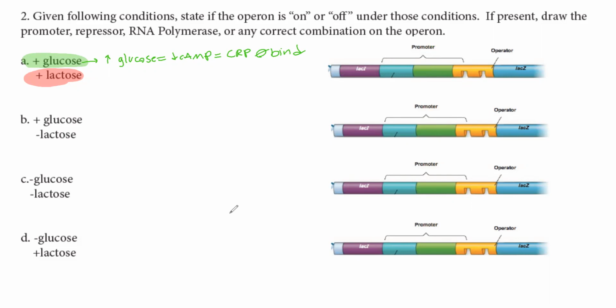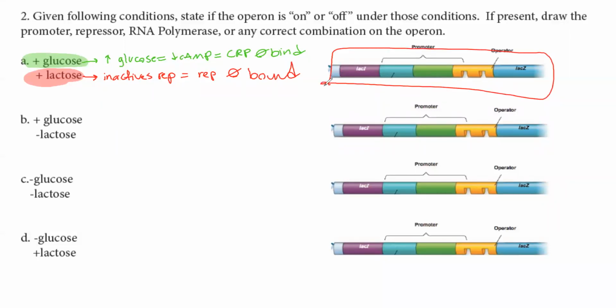Let's go ahead and look at the plus lactose part. Lactose, what does it do to the repressor? Does it activate the repressor or does it inactivate the repressor? This is what inactivates the repressor. So lactose turns the repressor off. Does that mean the repressor is bound here or not bound here? Yeah, that means that the repressor would not be bound. So in this example, we don't need to draw anything on here because the CRP is not bound and the repressor is not bound.